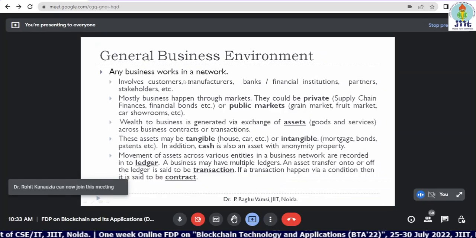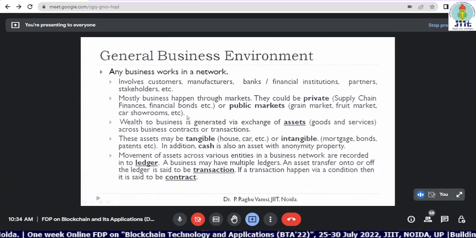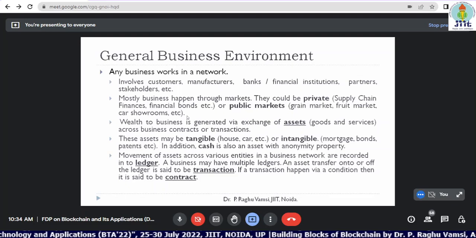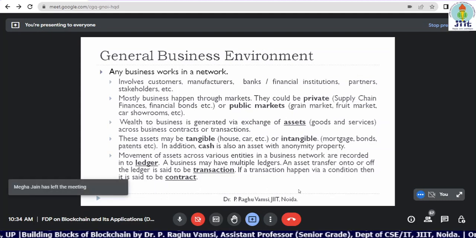So first one is business is a network consisting of many entities, like many parties may be involved in this, and this business may be private or public. Wealth to the business will be generated via assets, and these assets may be tangible or intangible. Any movement of asset will be recorded onto the ledger, and the business will happen via transactions. If the transaction happens via condition, then it's said to be a contract. So I hope by this time you come to know the keywords that are going to be used for the rest of the discussion.